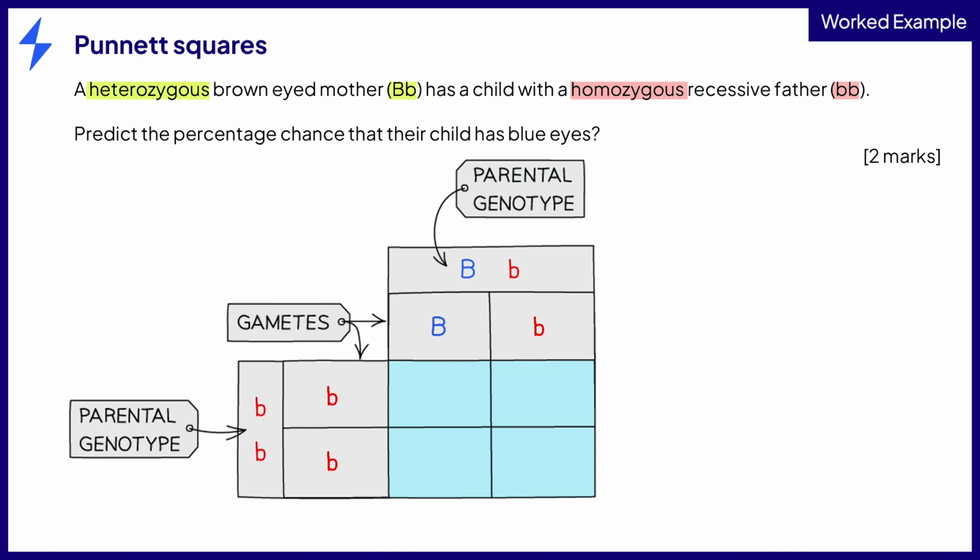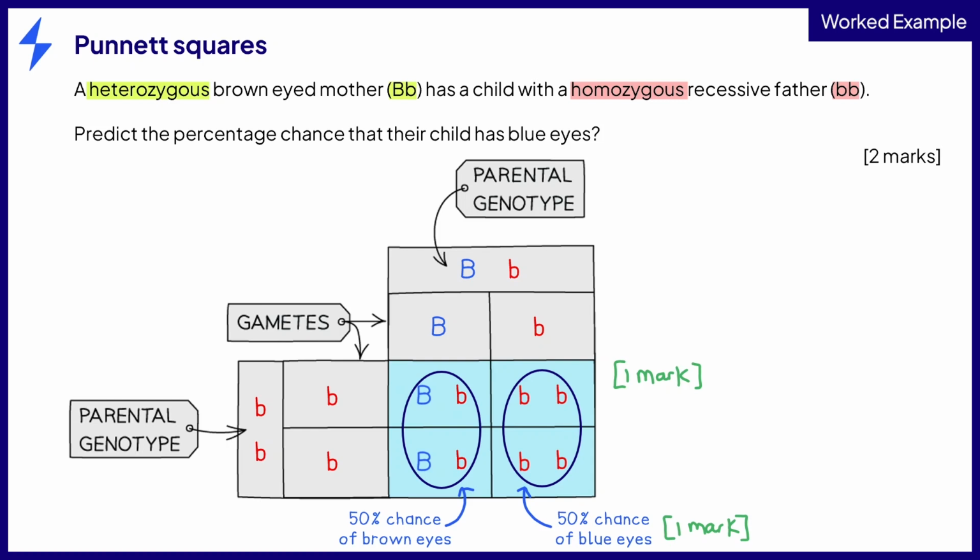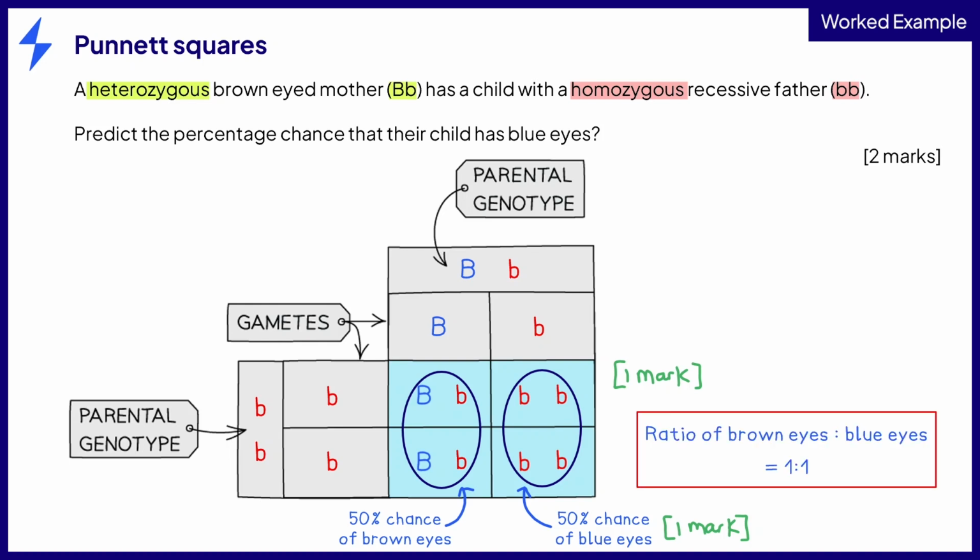From there, we can take this information and fill in the rest of the grid. We bring the letters from the top down and the letters from the side across. Once the square is complete, we can use it to predict the likelihood of different genotypes and phenotypes of the offspring. Each blue square represents a 25% likelihood. From this cross, we can see that there is a 50% chance that the offspring are heterozygous and have the brown eye phenotype, and a 50% chance the offspring genotype is homozygous recessive, and a blue eye phenotype. The ratio of phenotypes from this cross is 1:1.